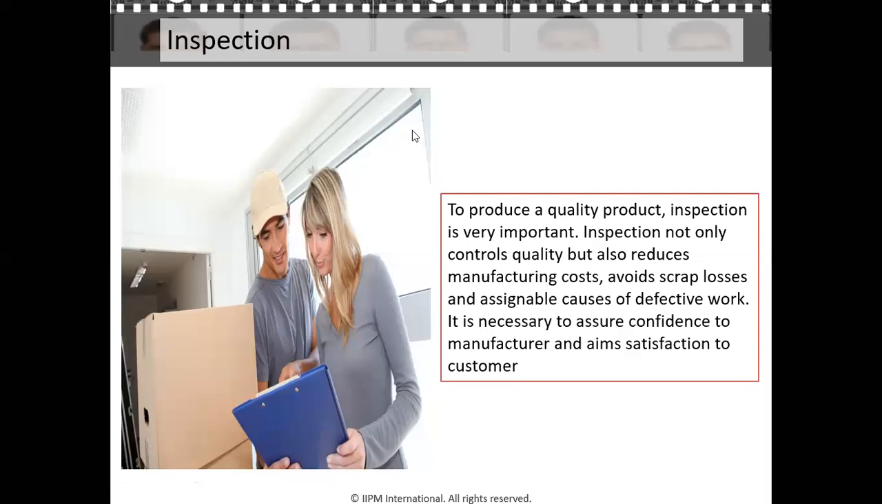Inspection. Inspection as a tool in quality. To produce a quality product, inspection is very important. Inspection not only controls quality, but also reduces manufacturing costs, avoids scrap losses, and assignable causes of defective work. It is necessary to assure confidence to the manufacturer and end satisfaction to the customer.